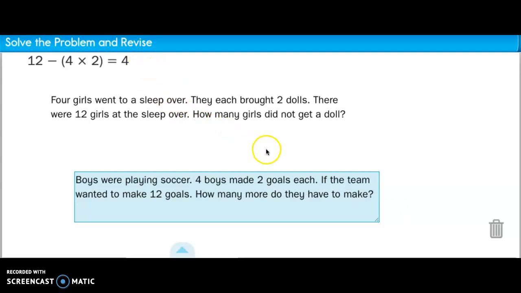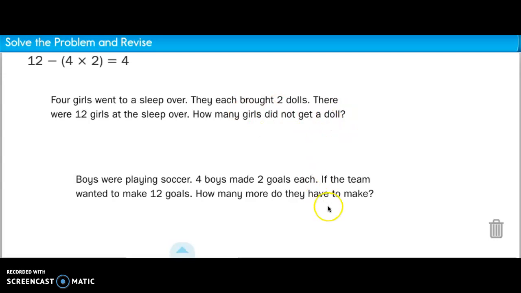Now, like I said, you do not have to use my stories. I don't really want you to use my stories. I want you to use your own stories. But your story needs to match this number sentence.